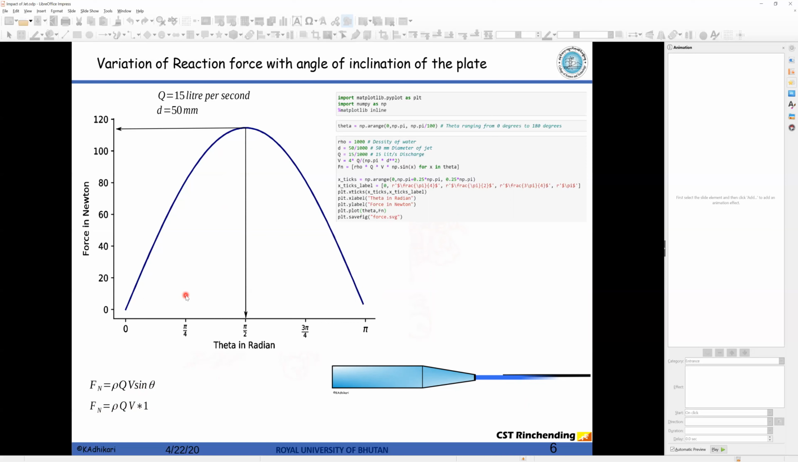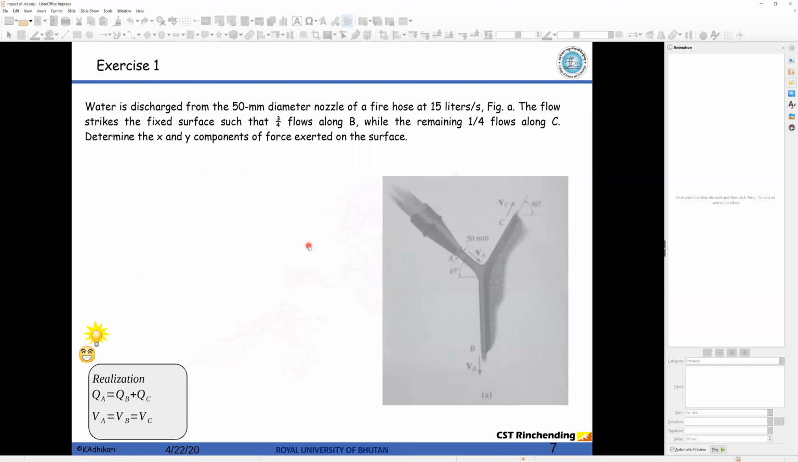So this is a small experimentation. There is a Python code available. You can try for yourself. And with this, let's solve the problem.